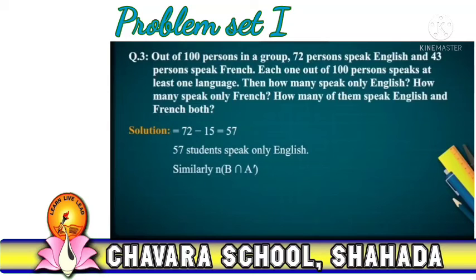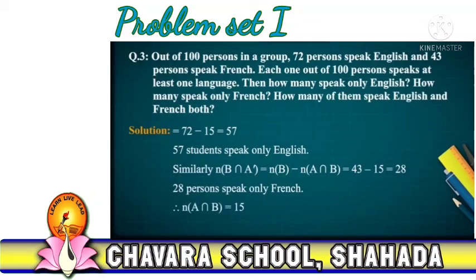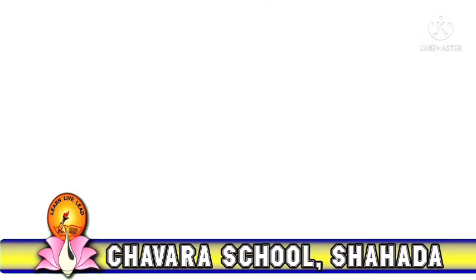Similarly, the number of elements in the set B intersection complement of A is equal to the number of elements in set B minus the number of elements in set A intersection B, that is equal to 43 minus 15, which is 28. Here we say that 28 persons speak only French. Therefore, the number of elements in set A intersection B is equal to 15. Therefore, 15 people speak English and French both.